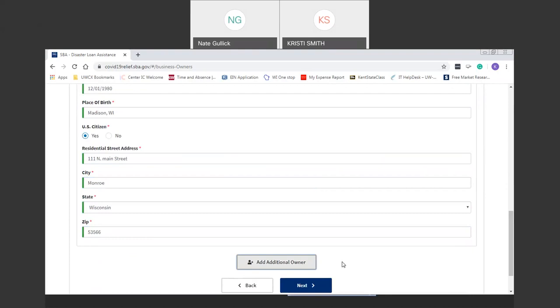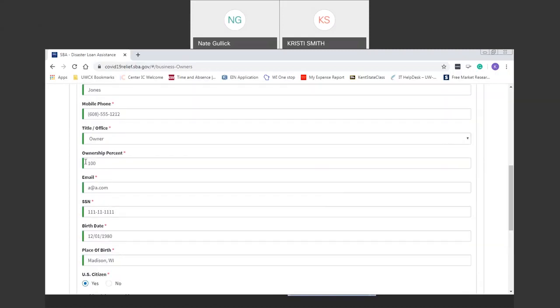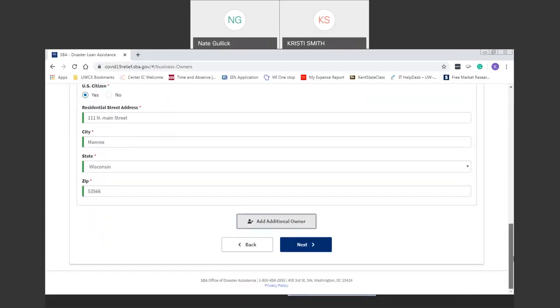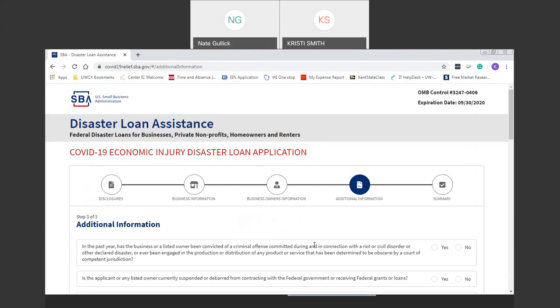Okay, if Susan co-owned this business with someone else, you would up here have not put 100% for the ownership percent. You might have put 50 or 30 or whatever the actual split is, and then click Add Additional Owner to add the additional owner's name and contact information. Please note you do have to have a social security number as well as a residential address for each and every one of the owners. At this point, we don't have another owner, so we'll simply click Next.